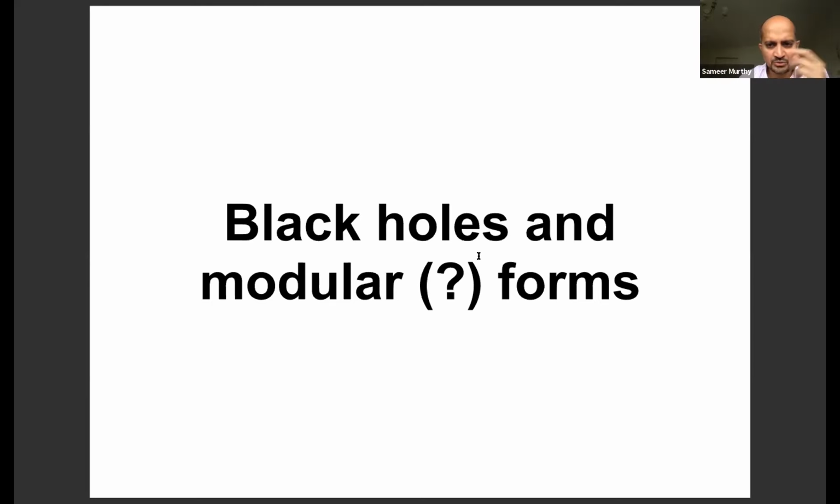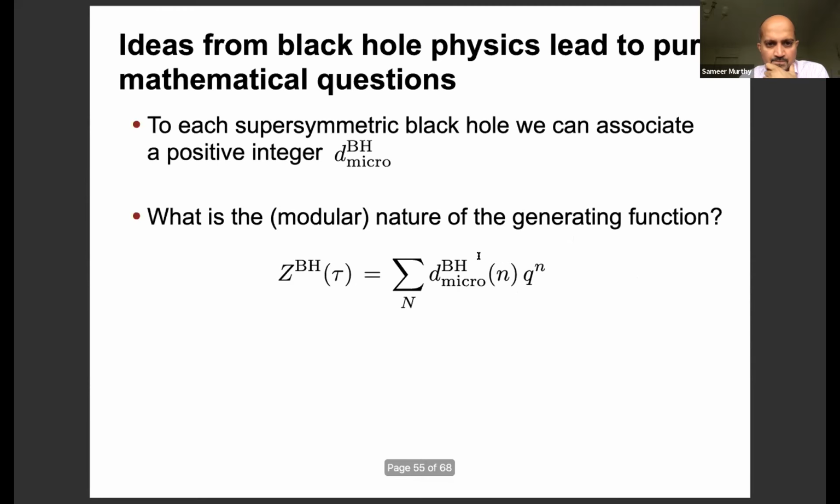Okay, so 5 minutes. Now I want to show you how the information can also go a little bit in the other direction, why mathematicians are interested. I showed you how to each supersymmetric black hole you associate an integer called the microscopic number of states. And in this philosophy of modular forms that I first showed you, you can make the generating function and ask what kind of function is that? Does it have modular properties? In this one example, I showed you that it's the case.